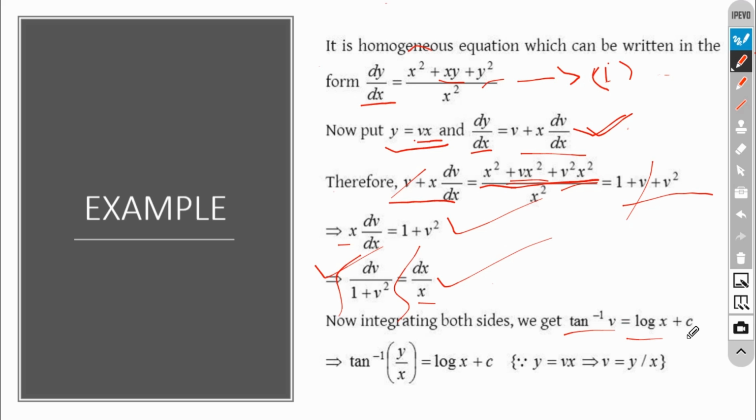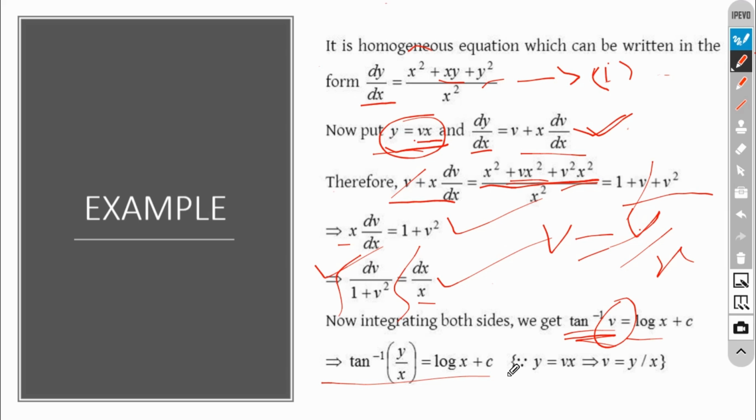Now we put the value of v. What is the value of v? Since y is equal to vx, from here v is equal to y over x. Now putting here, tan inverse v means tan inverse of y over x, and this is our solution. By which method? By the homogeneous differential equation method.